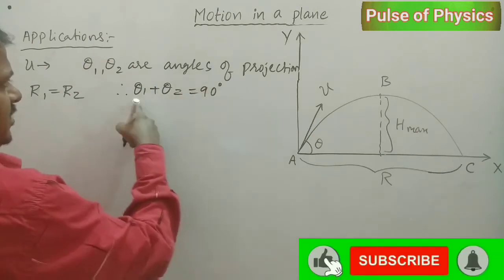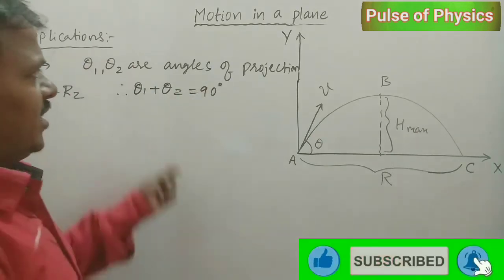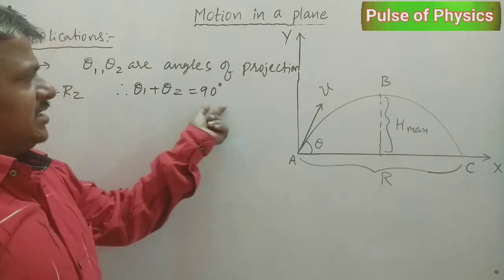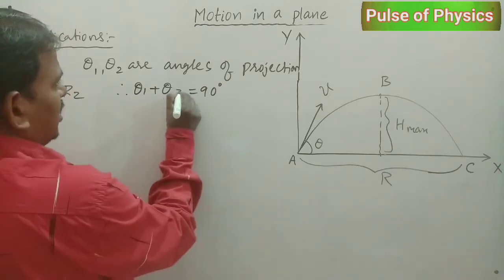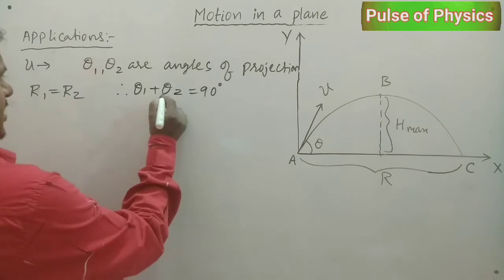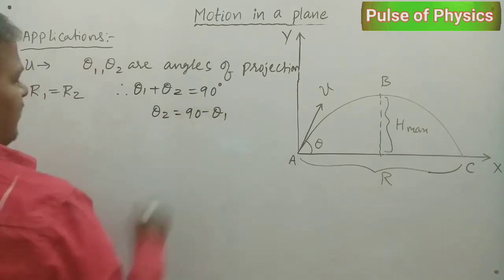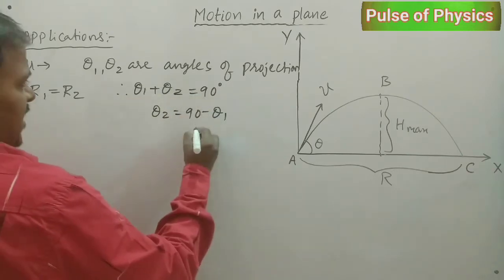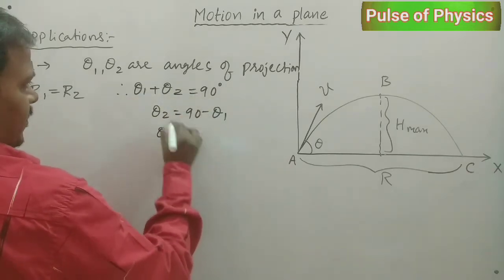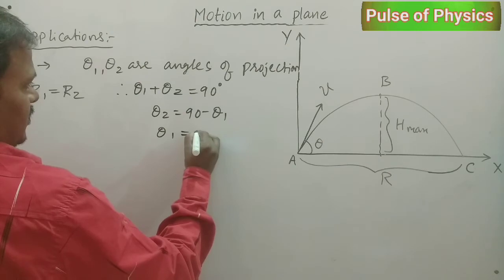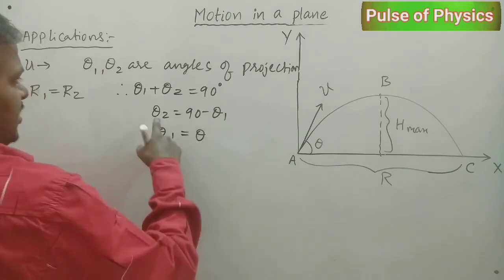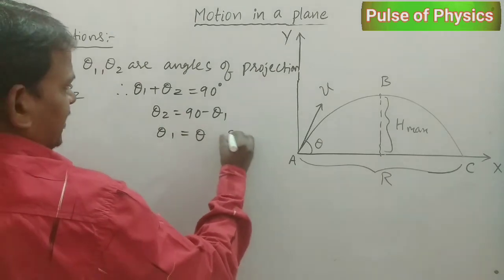These are complementary angles. What is meant by complementary angles? The sum of the angles is equal to 90. Both are called complementary angles. Then theta 2 is equal to 90 minus theta 1. Let us take one angle as theta, then theta 2 will be 90 minus theta.